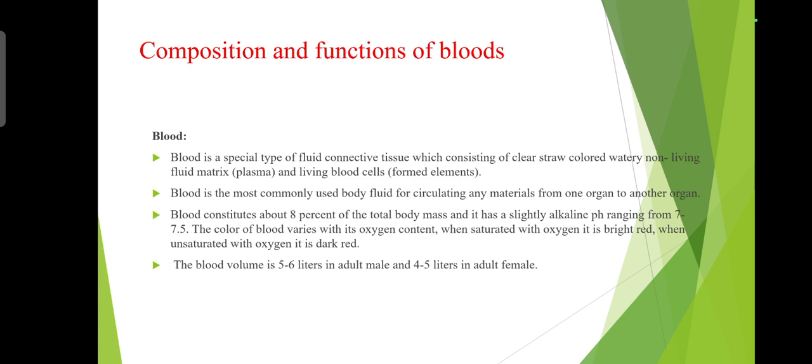Next, composition and functions of blood. Blood is a special type of fluid connective tissue, consisting of a clear, straw colored, watery, non-living fluid matrix. What is the meaning of fluid matrix? It means plasma, and the living blood cells are the formed elements. What are the formed elements? WBC, RBC and platelets.